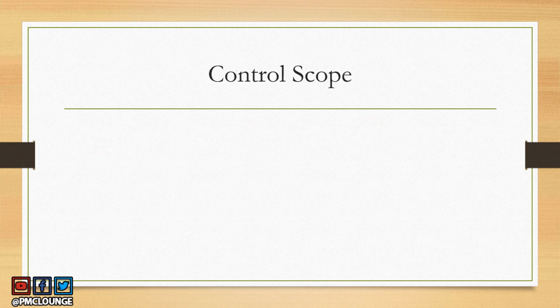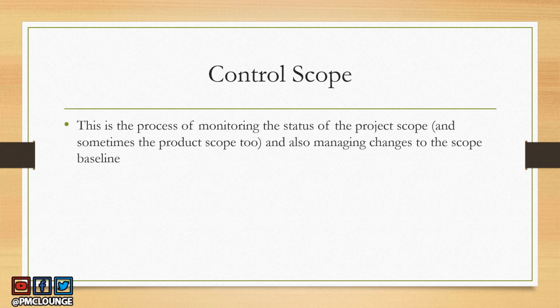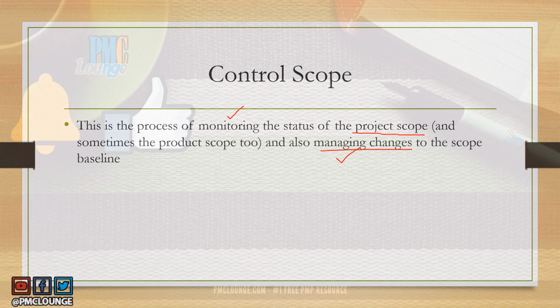And the last process in scope management knowledge area is control scope. And this is the process of monitoring the status of the project scope. So this is where you're measuring against the plan, right? And sometimes even the product scope, and also managing changes to the scope baseline. So two things that you're doing here. One is you're monitoring the status of your project, and second is you're managing changes to the scope of your project. So those are the two key items that you take care of in the control scope process.